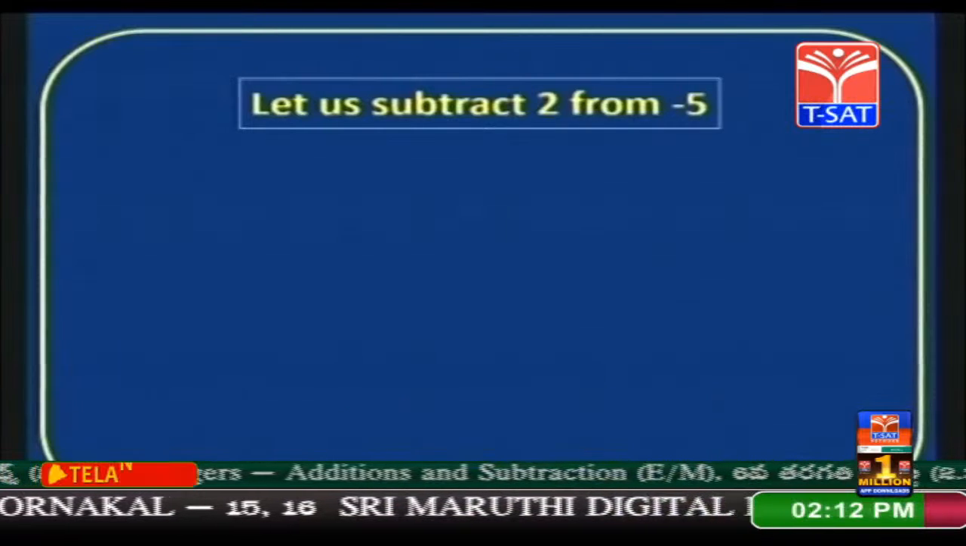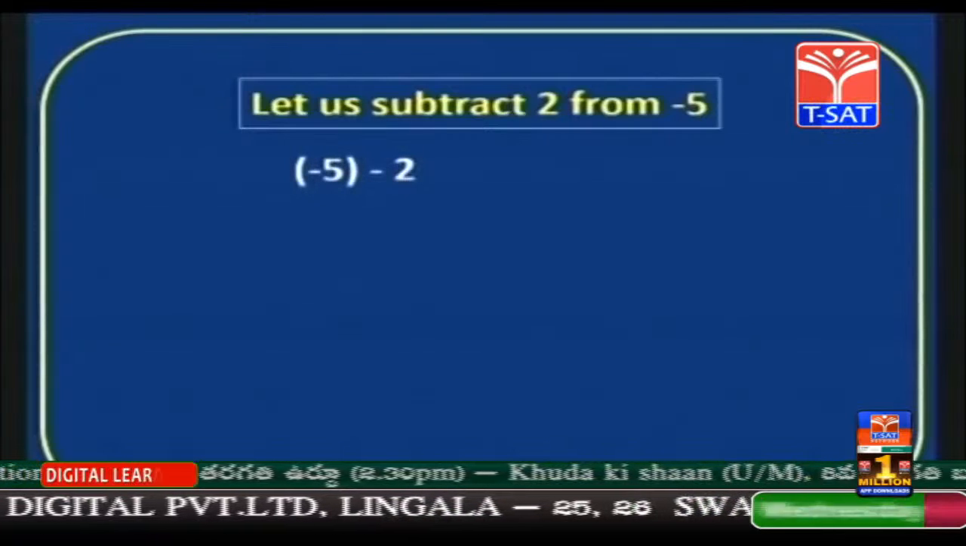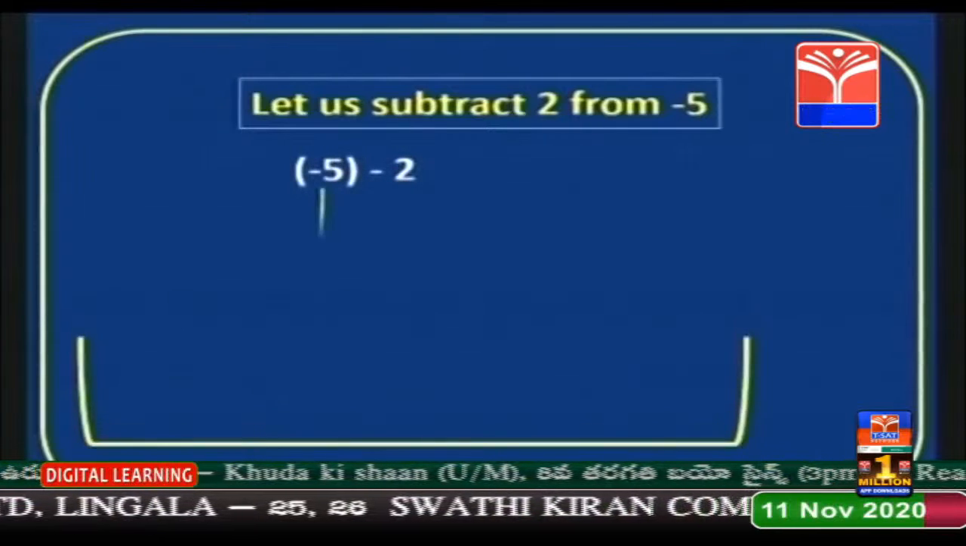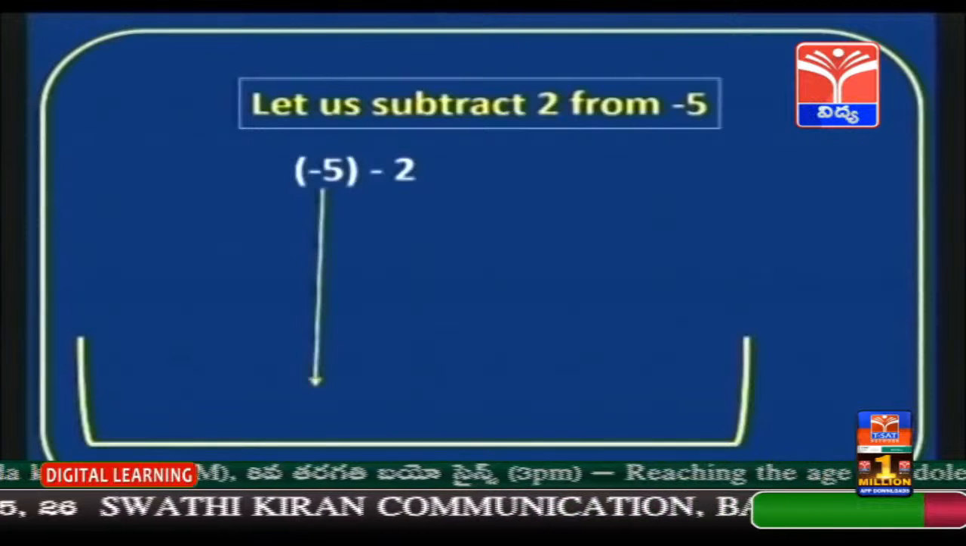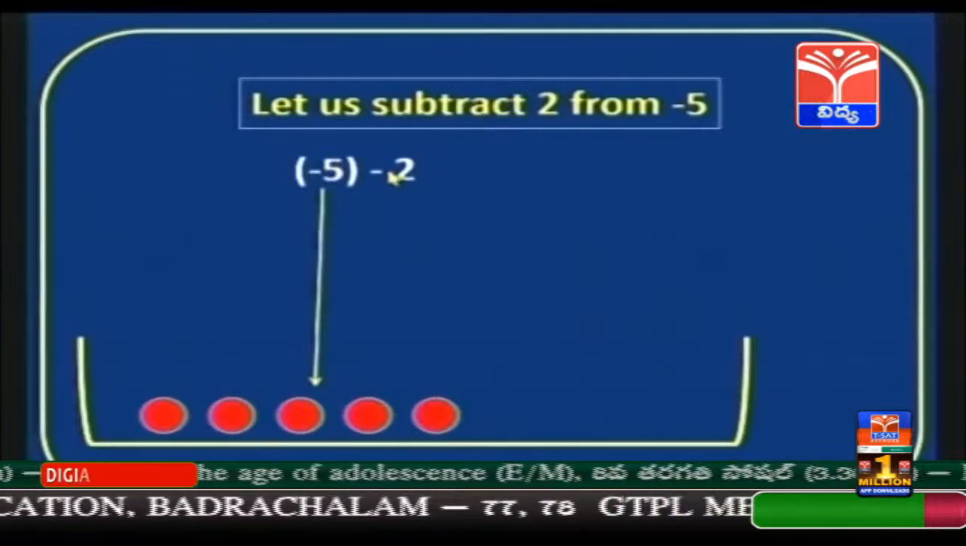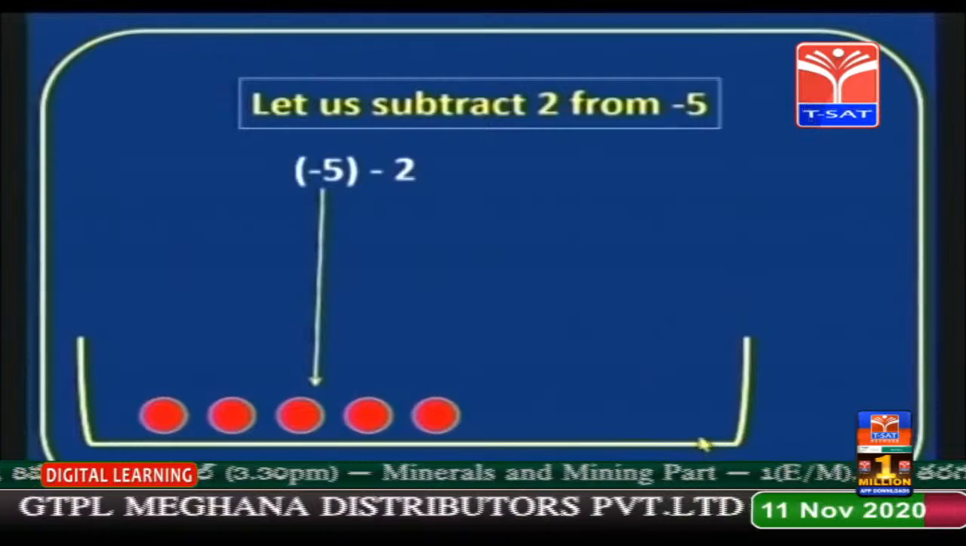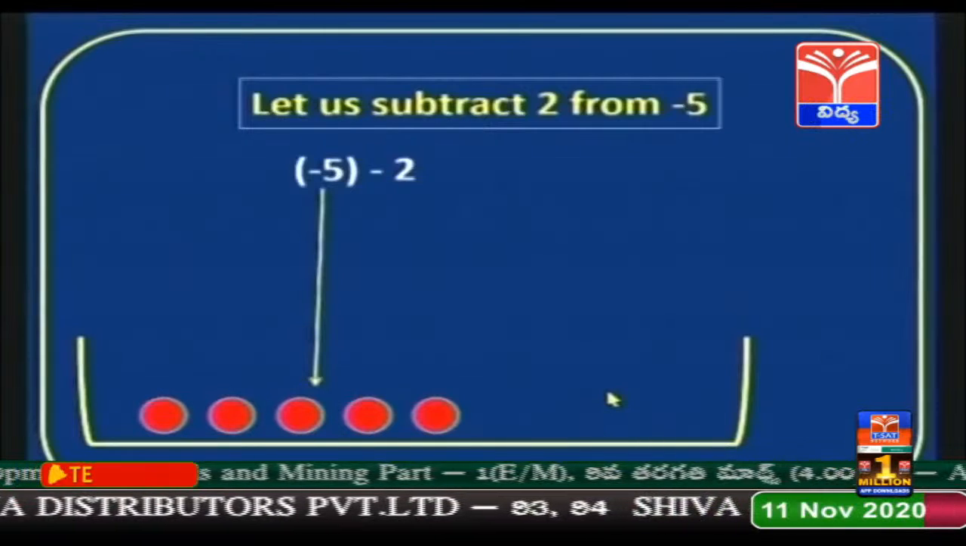Now let us subtract 2 from minus 5. Minus 5 minus 2. Okay children, now I am taking a container. Minus 5 represents red coins, so I am taking 5 red coins here. From this what we have to take out? We have to take out 2, but we do not have any yellow coins here. What you have to do? Again the same procedure.